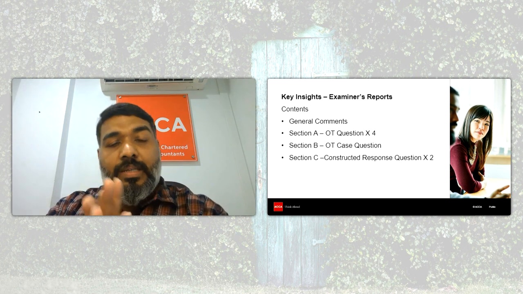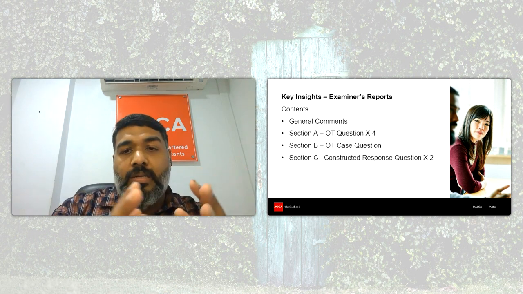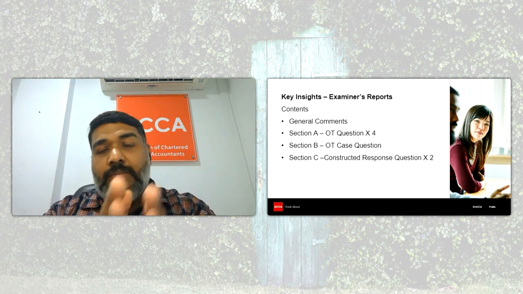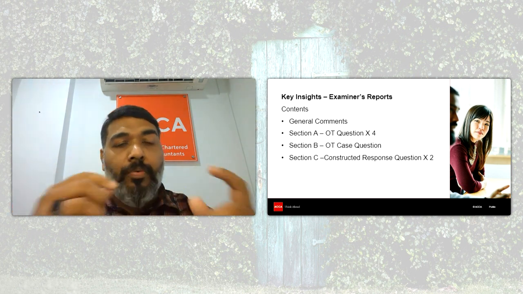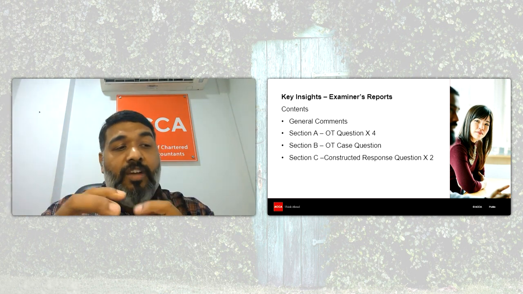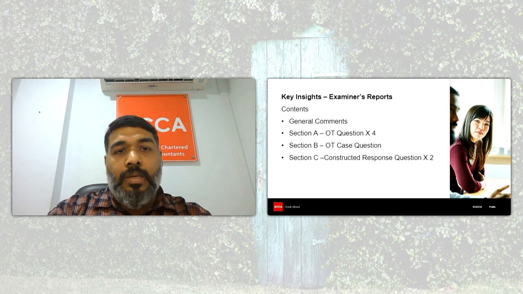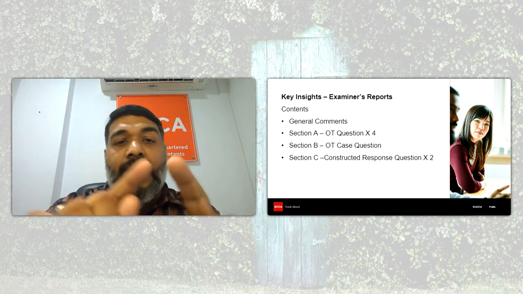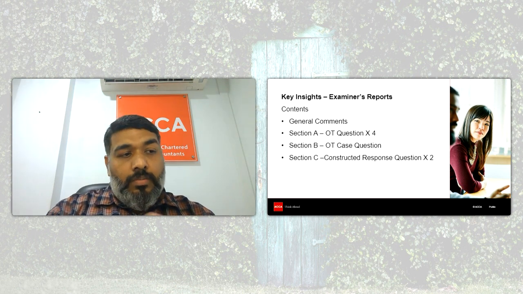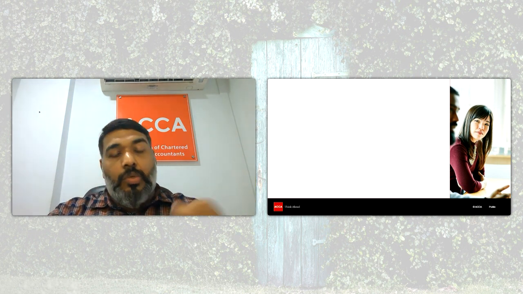From the most recent examiner's report, it's been noticed that many candidates have attempted it, but they have not given proper workings. Workings were not included. The workings did not have proper layout. Most of the calculations were just done in a cell. They've probably calculated in a calculator and entered it in the cell. The working is not given at all.